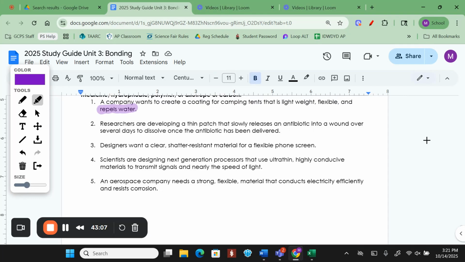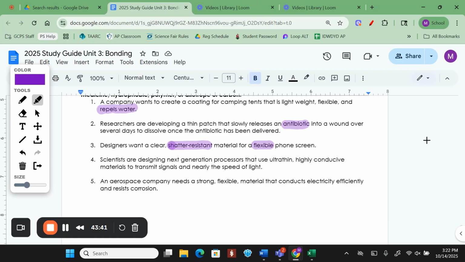2. Researchers are developing a thin patch that slowly releases an antibiotic into a wound over several days to dissolve once the antibiotic has been delivered. We're talking about an antibiotic, so we're talking about a medicine patch here. 3. Designers want a clear, shatter-resistant, and flexible phone screen. Shatter-resistant means that it is a very durable substance. The one classification that we have linked with durable is a polymer.